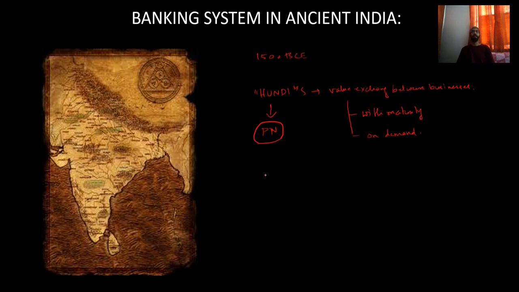And then there were things like interest rates on loans. There was also a lending system, which facilitated credit for different professions or businesses. Right, friends? These are the early signs of banking in India. The coins that were used were precious metal coins.